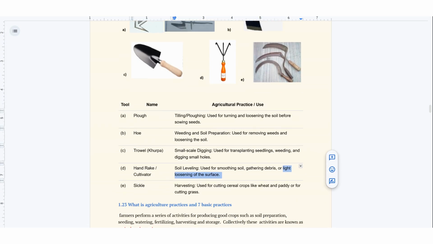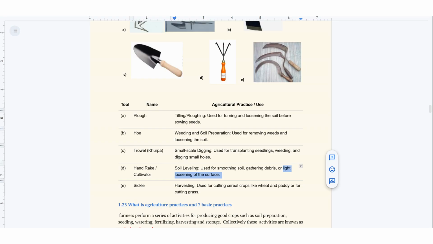Sickle. If you have seen, farmers will carry this, they will cut the paddy plant, they will cut the grass. You can also see people taking this and climbing the coconut tree, and they will pluck out coconuts. So it is called a sickle, used for cutting cereal crops like wheat, paddy, or for cutting grass.